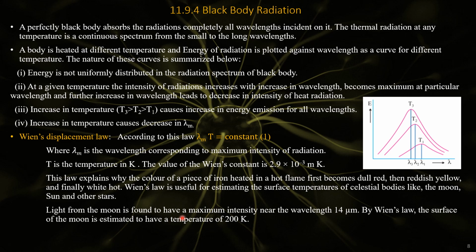Light from the moon is found to have maximum intensity near 14 micrometer. If we put the value of lambda m as 14 micrometer, we can find the temperature of the moon, which is found to be 200 Kelvin. Similarly, in the case of the sun or solar radiation, lambda m is found to be 4753 Angstrom. If we put the value of lambda m as 4753 Angstrom in this equation and take the constant 2.9 into 10 to the power of minus 3 meters Kelvin, the temperature of the sun is found to be 6060 Kelvin.